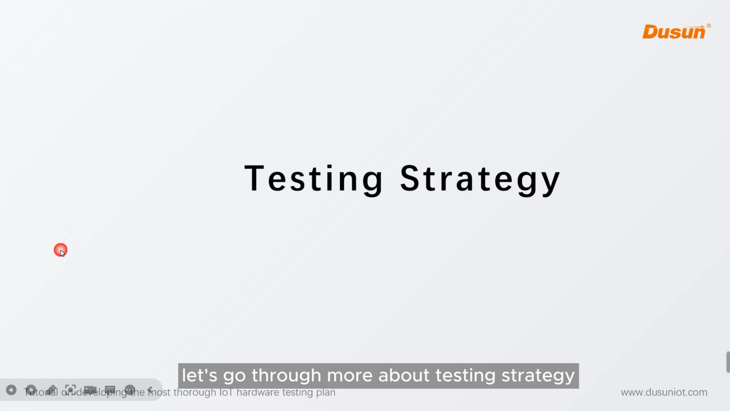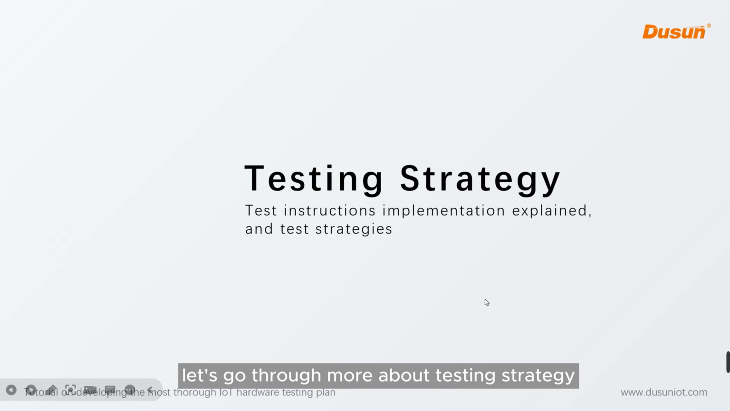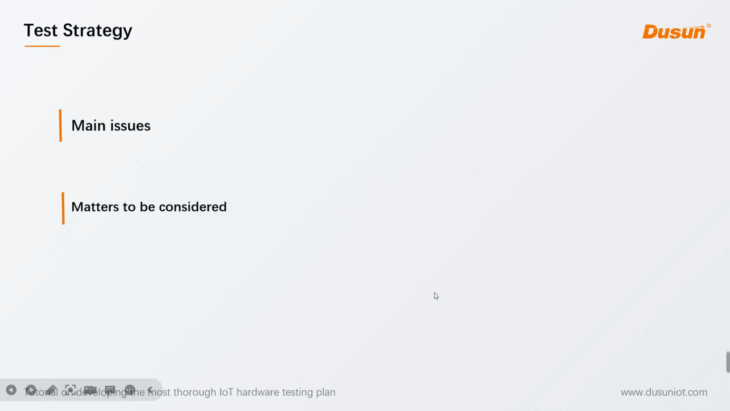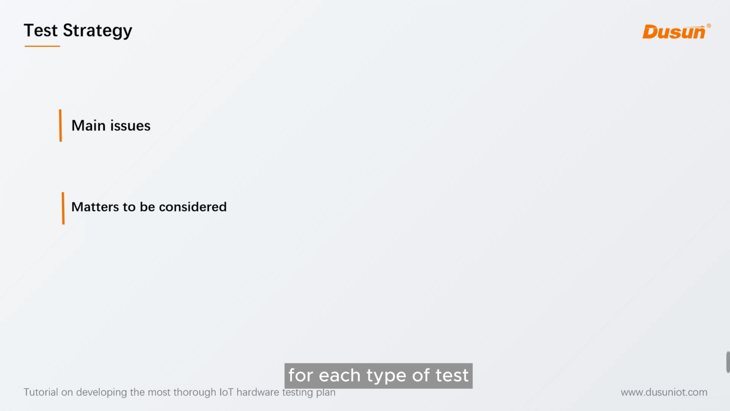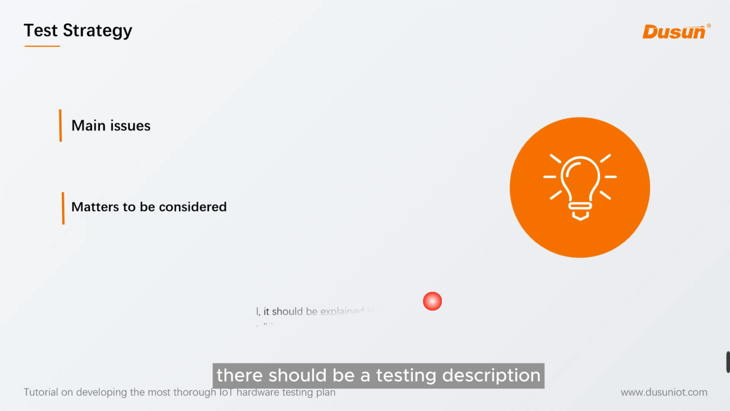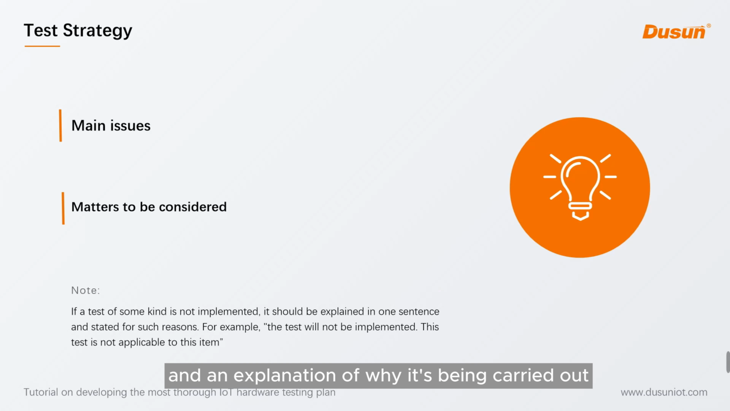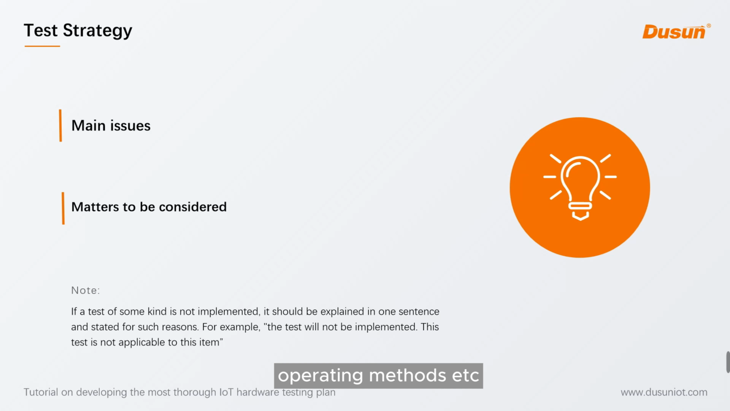The next part, let's go through more about testing strategy. This provides recommended methods for testing the product for each type of test. There should be a testing description and an explanation of why it's being carried out. When developing a testing strategy, consider the technologies to be used and the criteria for determining when the testing is complete. Below are the considerations for each test, including the use of instruments, standards, operating methods, etc.